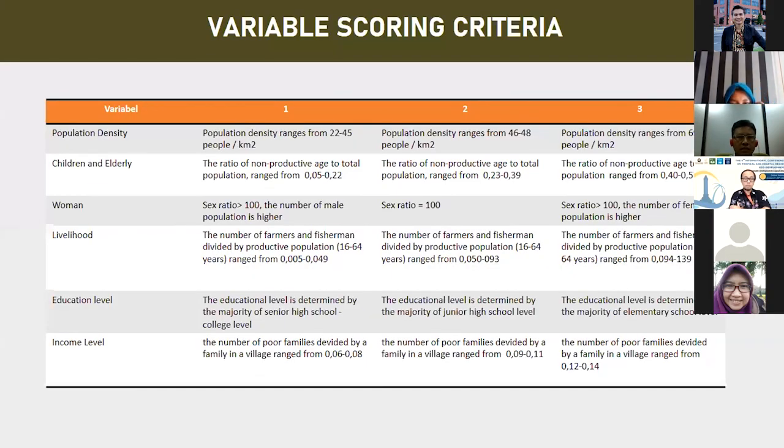And this is the scoring criteria, the variables. There are 6 variables that have been examined, with scoring criteria associated with 3 scores: score 1, score 2, and score 3. This is the analysis on which the vulnerability level will be counted.